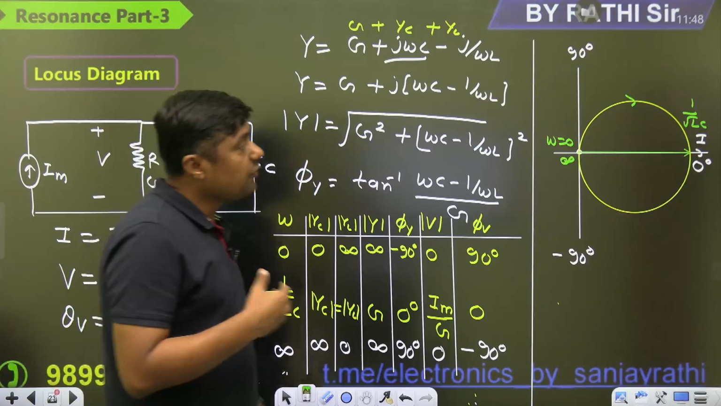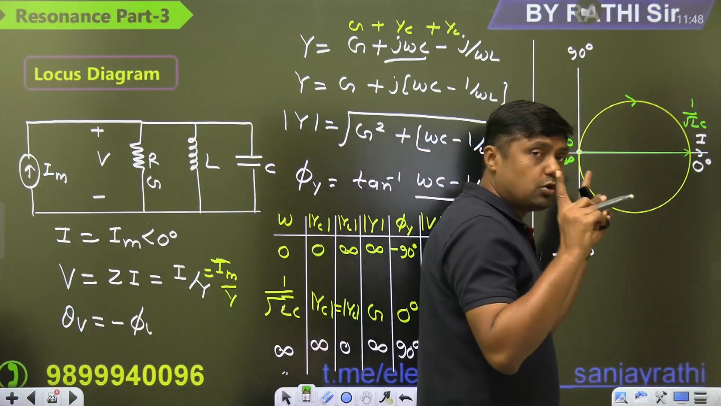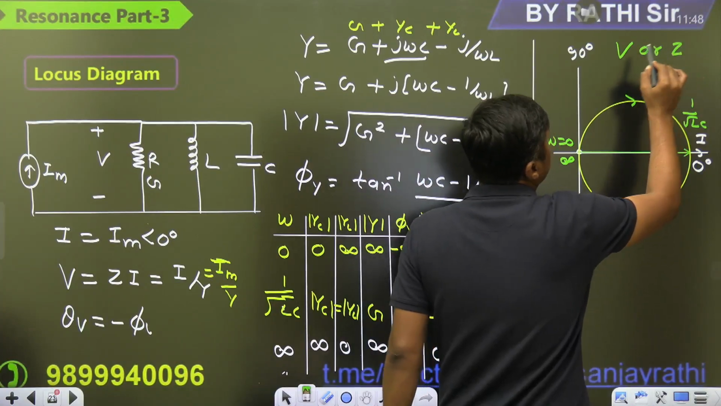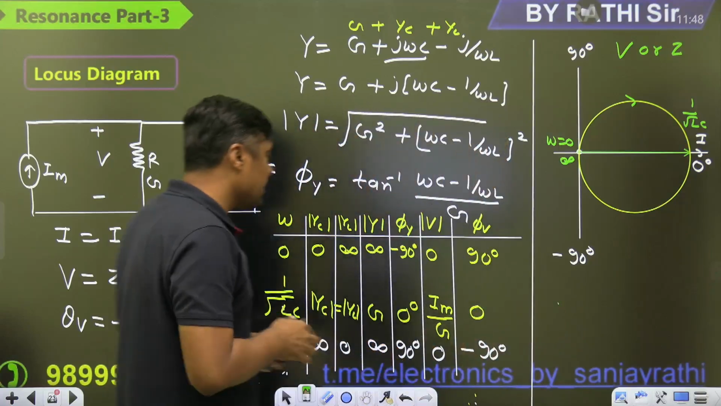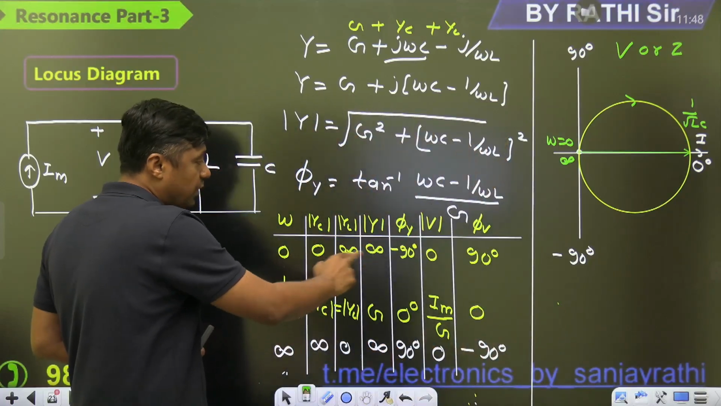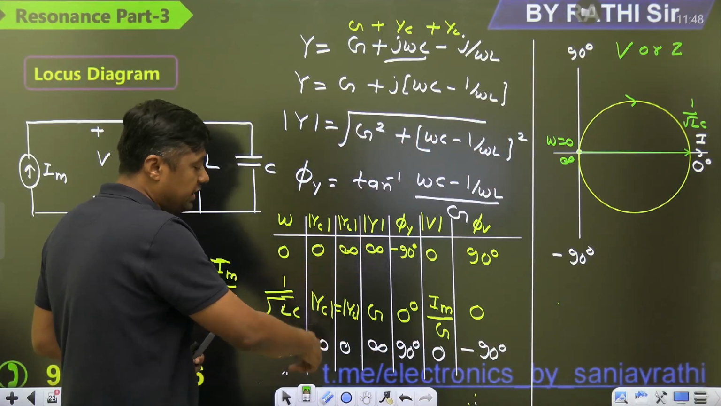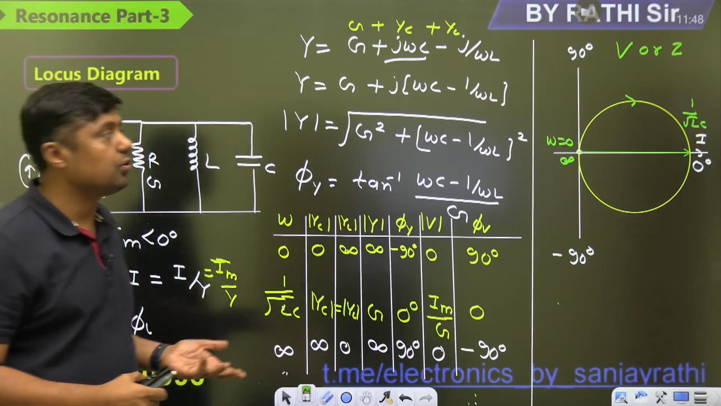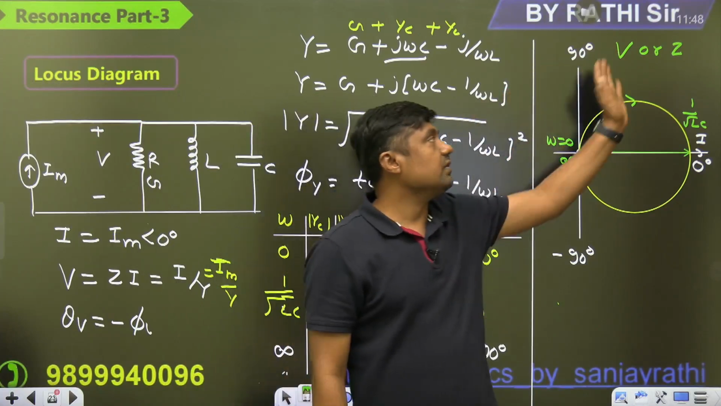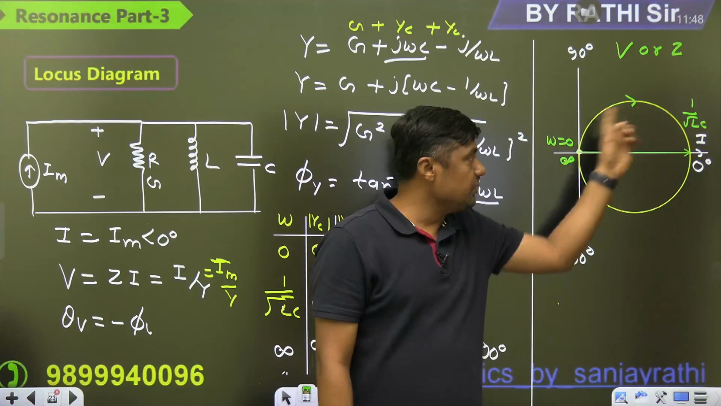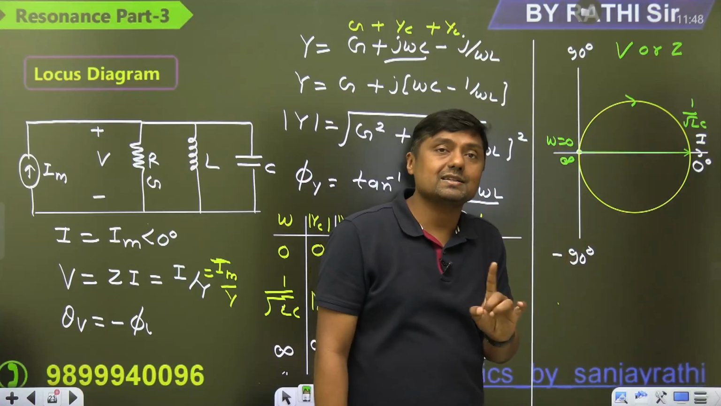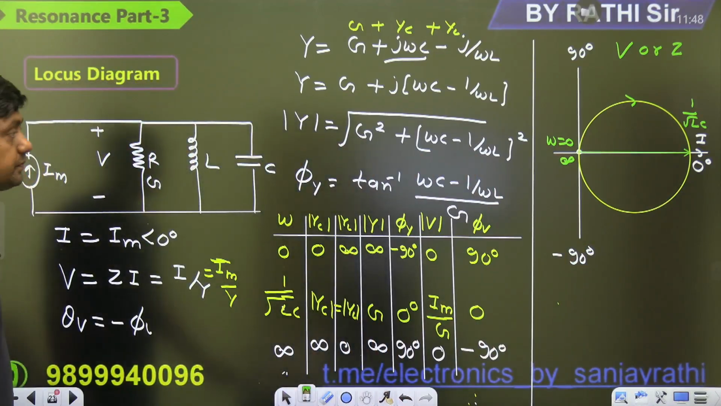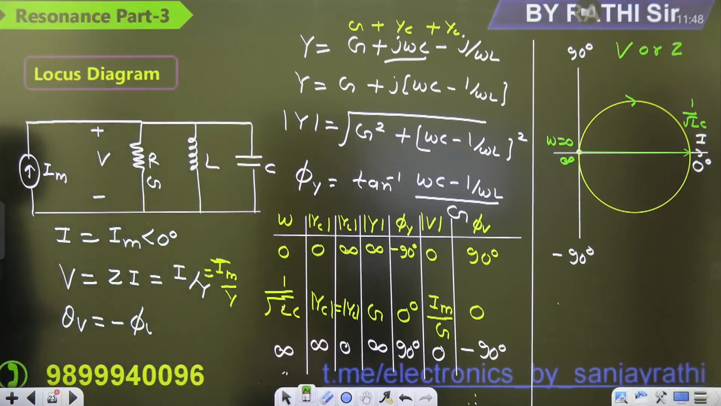So what is the phasor here? It is the locus diagram for voltage or Z. You can't draw the locus diagram for Y, because Y will become infinite at this point. Y will become infinity at this point, but you can draw the Z because Z will become 0. When Y is infinity, Z is 0. V or I, Z are proportional to each other, and that's why a similar type of diagram we are getting in parallel RLC circuit. Okay.